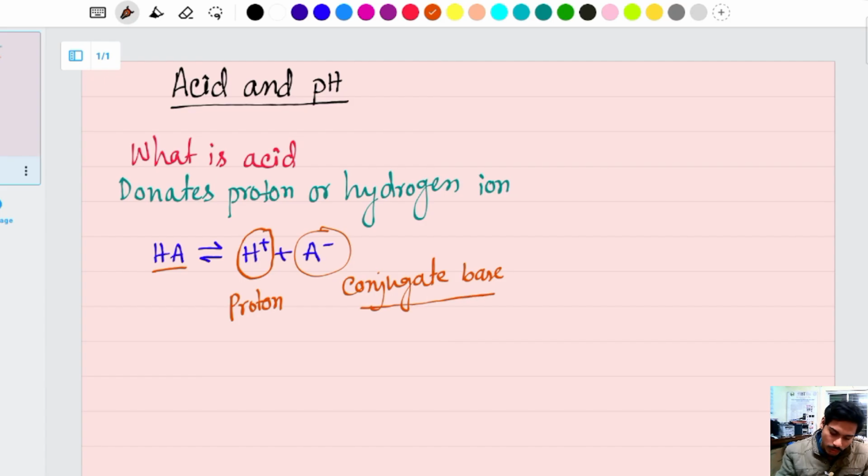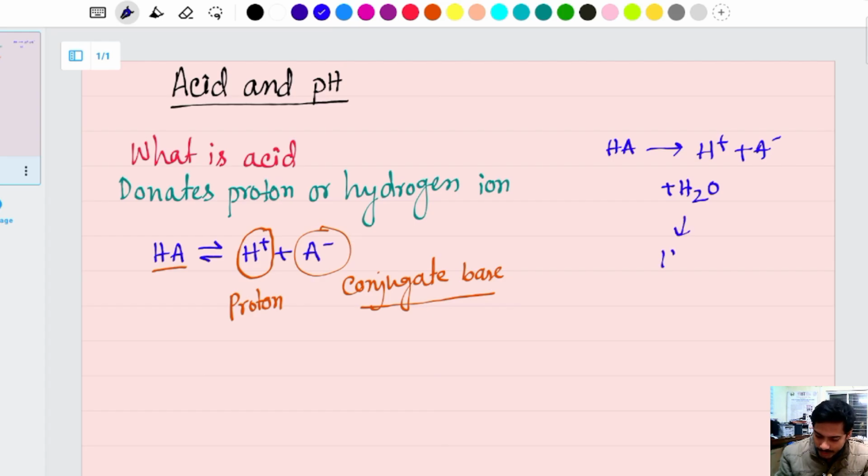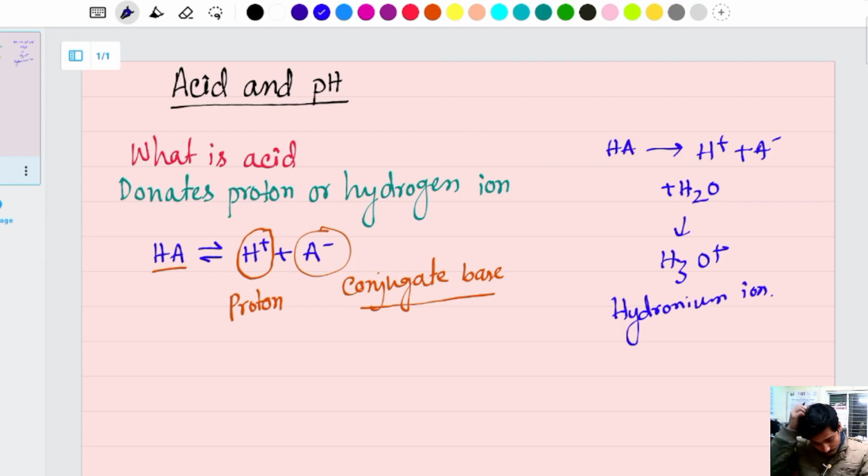If you talk about HA, that can give H plus and A minus, and this H plus can bind with H2O to form H3O plus, that is the hydroxonium ion, the hydronium ion.